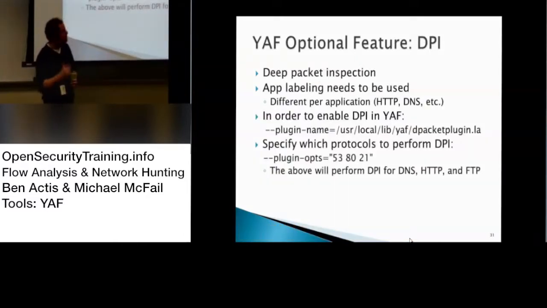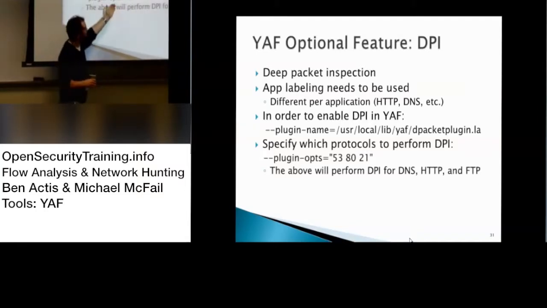So here's the DPI that Drew was mentioning. It's deep packet inspection. How that works is app labeling has to be on when you compile it, and it's different per application. The kind of deep packet inspection it'll do for HTTP is different than DNS. To do it, you just throw this command at the end of it. Also, if you want to specify only specific ones, if you just want DNS, you can say that. Or the example here is DNS, 80 and 21.